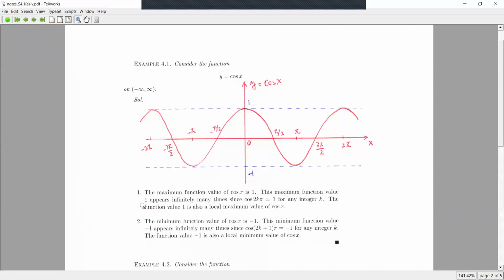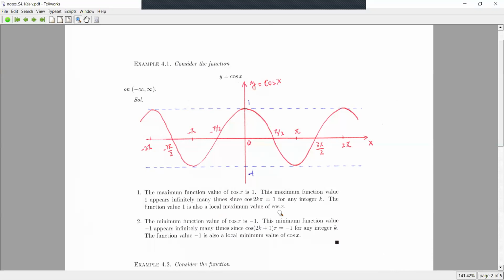This maximum function value, 1, appears infinitely many times because cosine of 0 is 1, cosine of 2 pi is 1, cosine of 4 pi is 1, cosine of -2 pi is 1. So this maximum function value, 1, appears infinitely many times. 1 is a global maximum function value. Yes. It is also a local maximum function value.